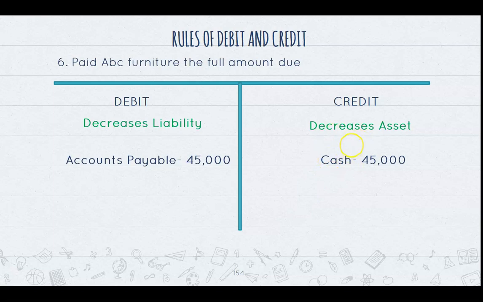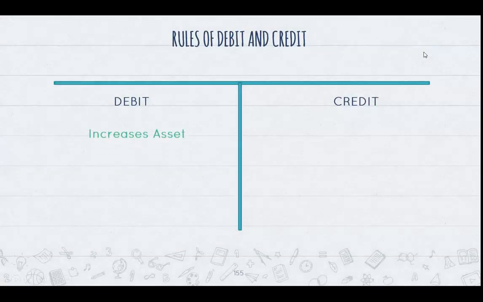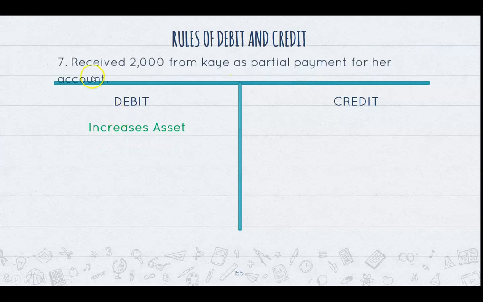pesos. Nawalan ka ng cash at the same time, nawalan ka din ng utang. Okay, yun yung kapalit. Nung cash na binitawan mo, nawalan ka ng utang or wala ka ng utang kay ABC Furniture. Okay, we are done with transaction number 6. We can now move on to transaction number 7. Okay, ano daw yun?